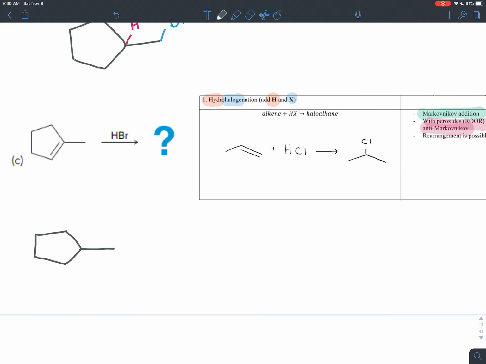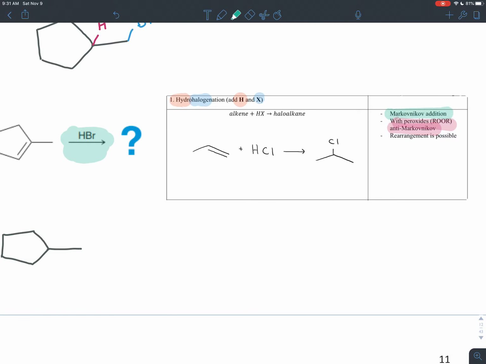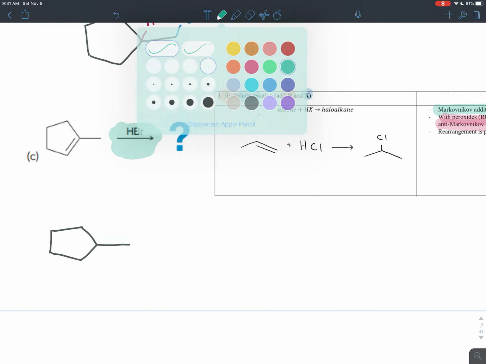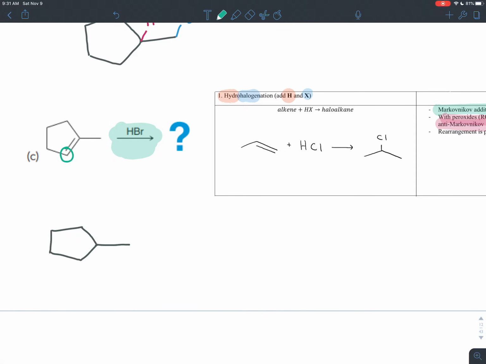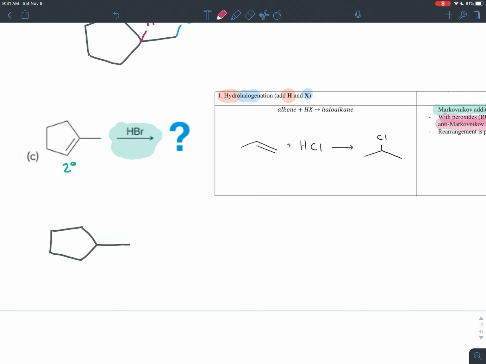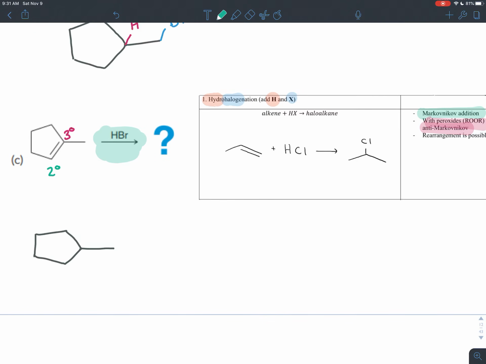Okay, well, if we look at the recipe for this, we don't see a peroxide. We don't see ROOR, so that means this is Markovnikov addition. That means that the hydrogen will go to the less substituted carbon. This carbon in the double bond is bonded to 1, 2 other carbons, so that is secondary. The other carbon in the double bond is bonded to 1, 2, 3 carbons, so that is tertiary. So, because this is Markovnikov addition, the hydrogen is going to add to the less substituted carbon, that is this secondary carbon right here.